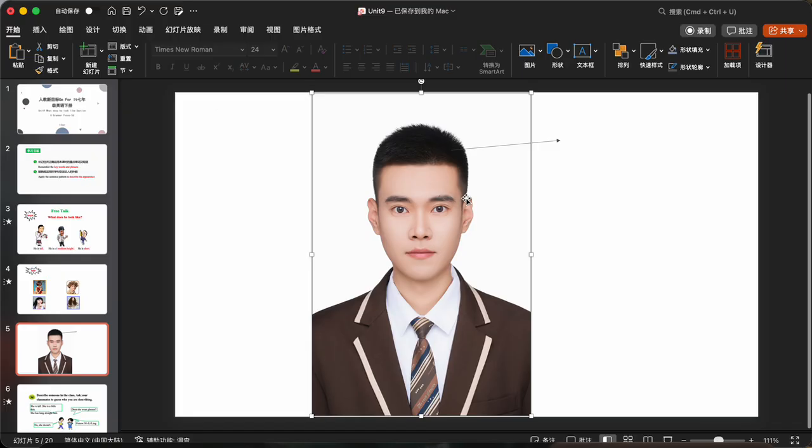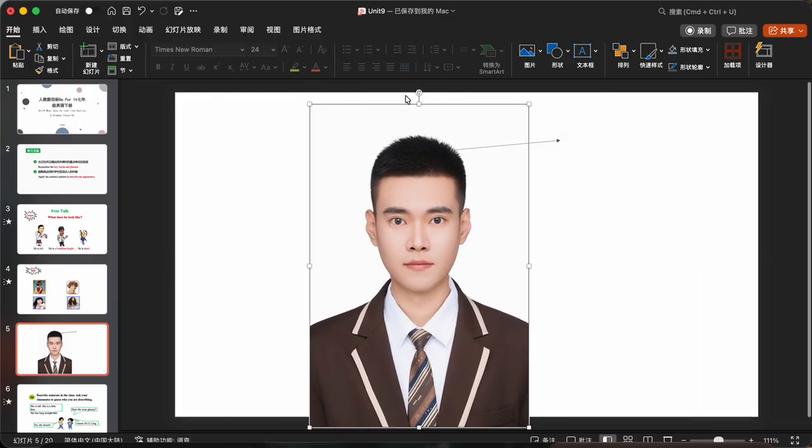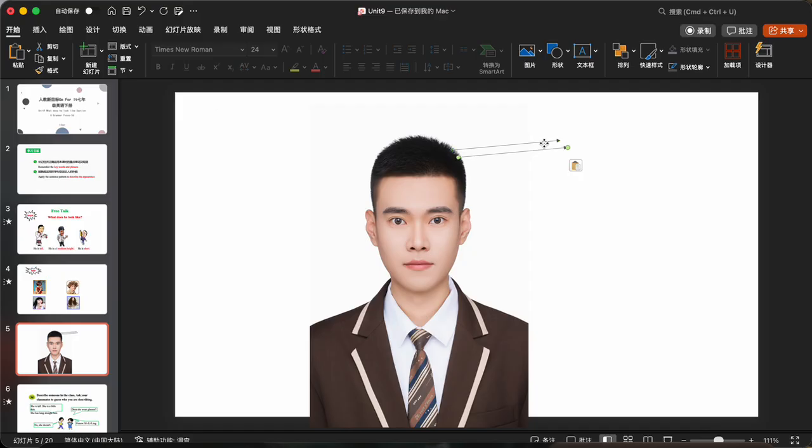How about this? Okay, first is my hair. And the second one is my eyes, my ear, my nose, my mouth, and my face.